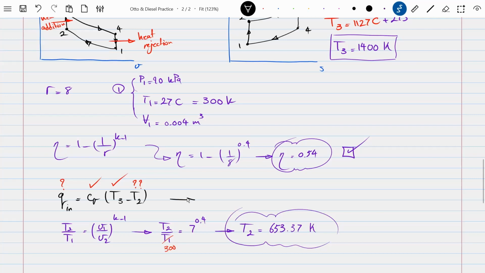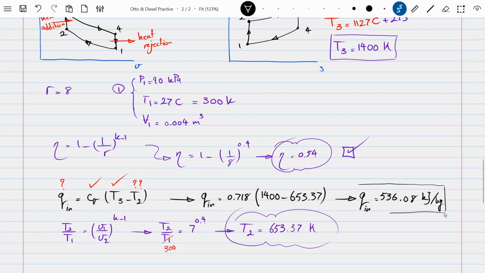We can now plug this information in our Qin equation to find the heat addition, right? So Qin is going to be 0.718, that is Cv, times T3, which is 1400, minus T2, 653.37. Plug in these numbers in the calculator and you get that Qin is 536.08 kilojoules per kilogram.